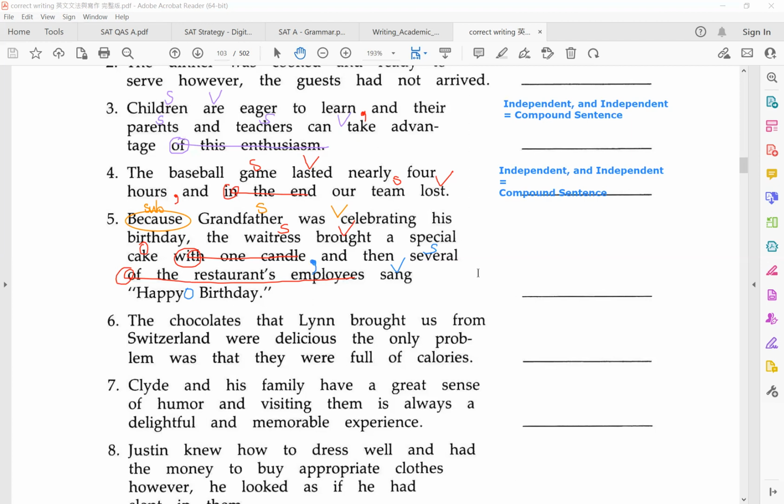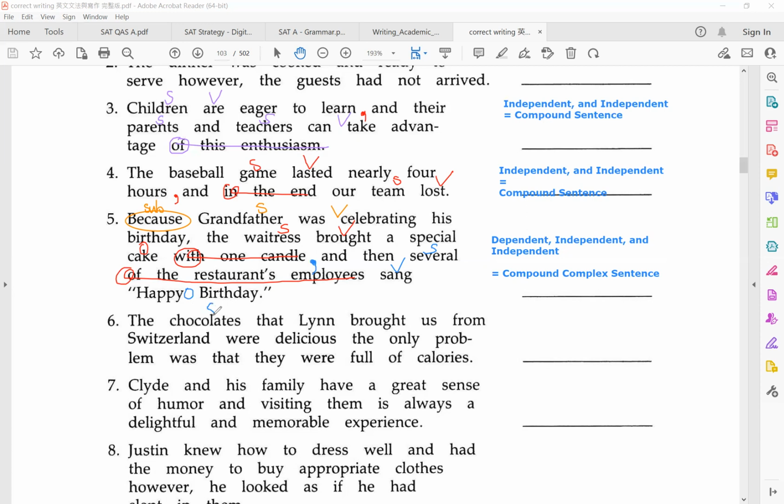So what I have here is actually dependent, comma, independent, comma, and independent. So I have 3 clauses. And what do we call this? We call this a compound complex sentence. So remember, when you have 2 or more independent clauses paired with 1 or more dependent clause, we call it a compound complex.